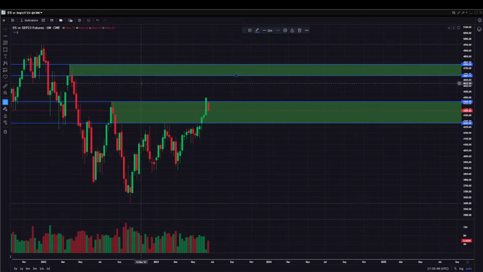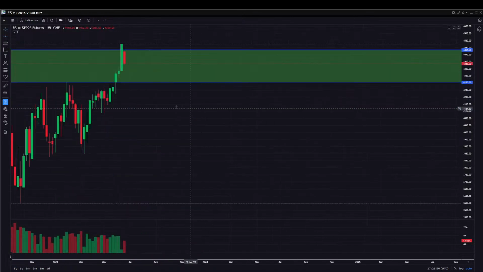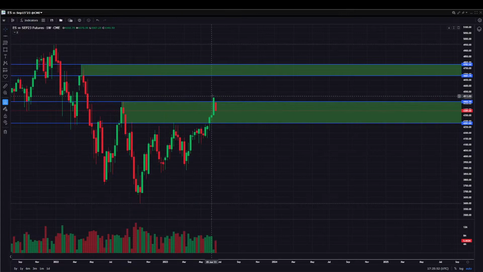I'm just going over my weekly levels. So we did get a break of this supply zone. We are retracing. It's going to be a retracement for me until we break back below 42.83. That's when I'll be looking to see it as a downtrend forming. But until then, this is still a pullback.